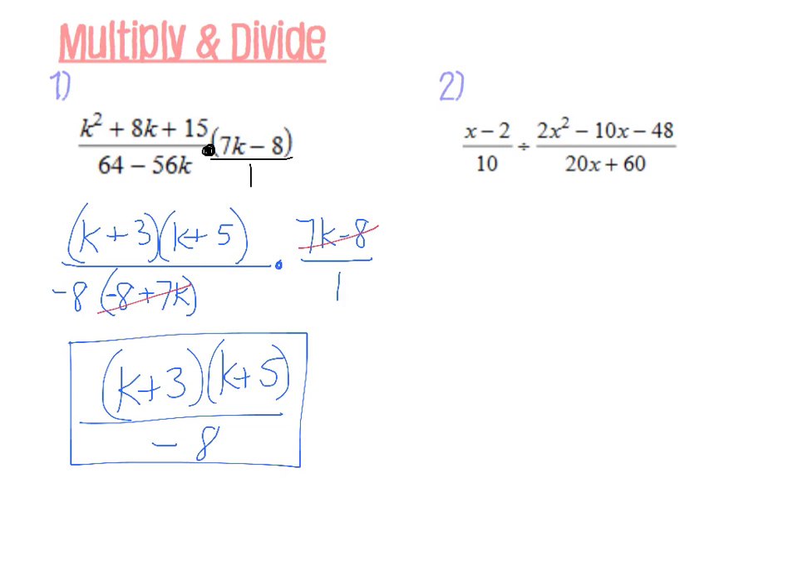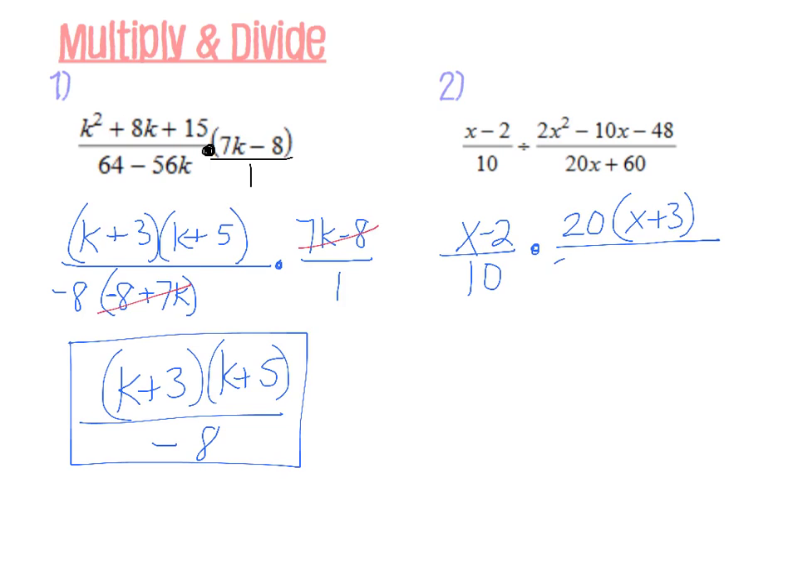Let's look at this second one. This one is division. Very similar. No factoring in that numerator. 10 stays put, but instead of division, remember that we multiply by the reciprocal. I'm going to go ahead and factor this denominator, but I'm going to put it in my numerator. I'm going to factor out a 20, and I'm left with x plus 3. And then I'm going to factor this numerator, but I'm going to put it in the denominator.